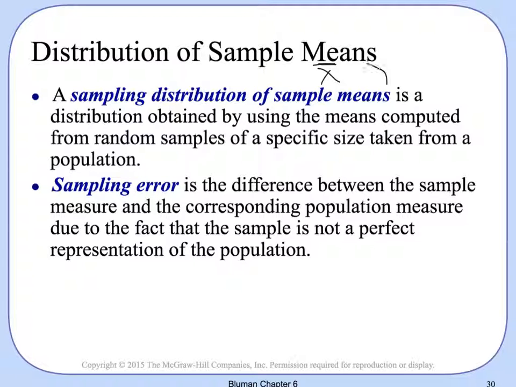So we're going to be looking at how a sample mean is distributed, obtained by using the means computed from random samples of a specific size. So they have to have a size. What letter do we use for the size of the sample? Maybe we know that one. Somebody, save me.